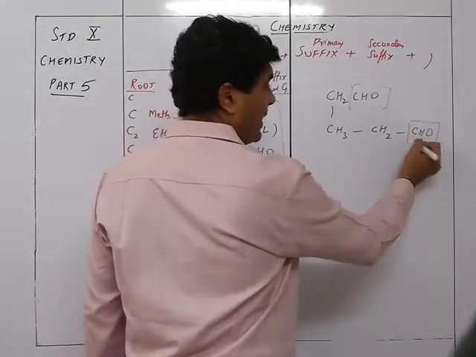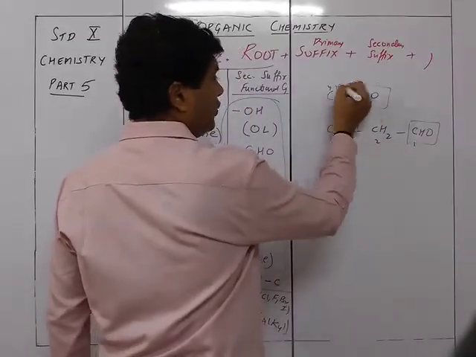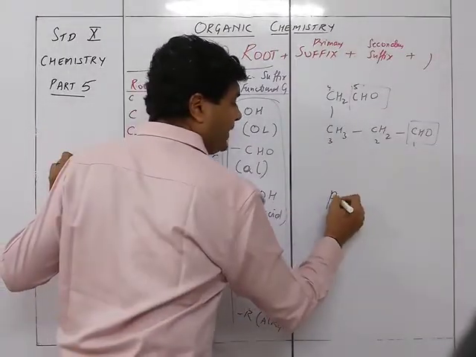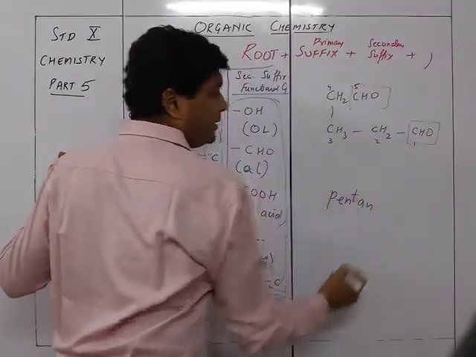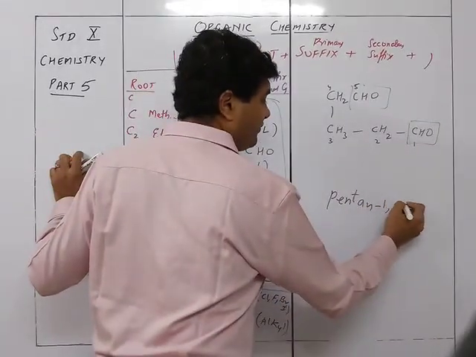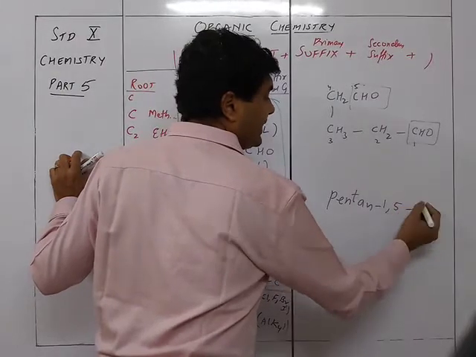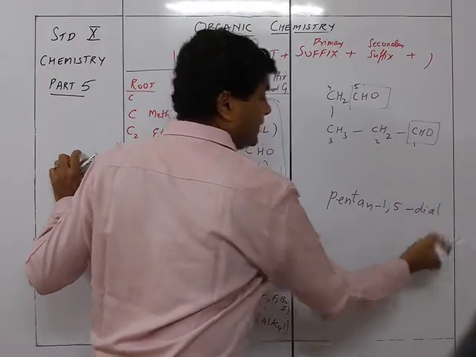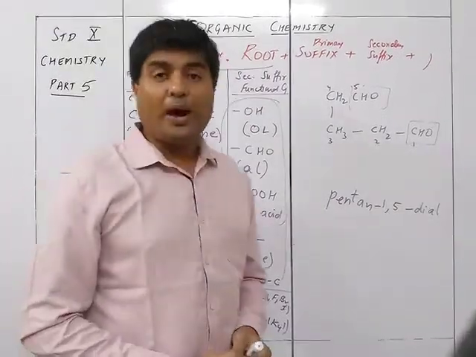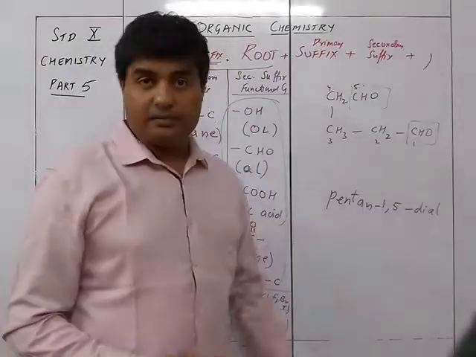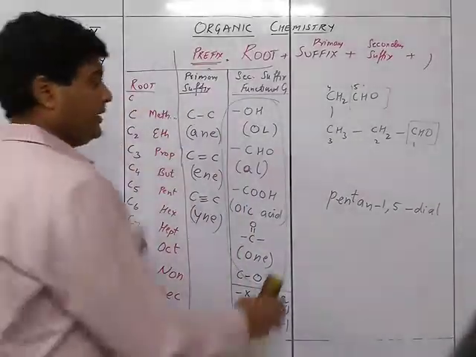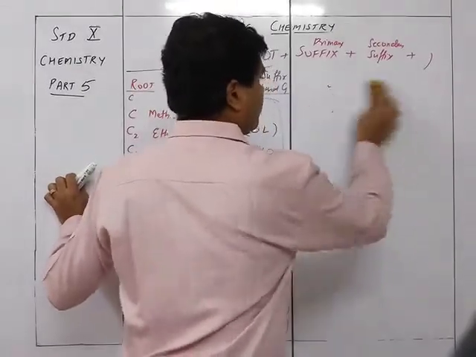So we have it as 1, 2, 3, 4 and 5. So accordingly it is a pentane, but I got 2 al's, that is 1, 5, and that's why it will be given as dial. Okay, it will be pentane 1, 5 dial. Got it? That was question number 16. We now move on to question number 17. We have got 2 more.